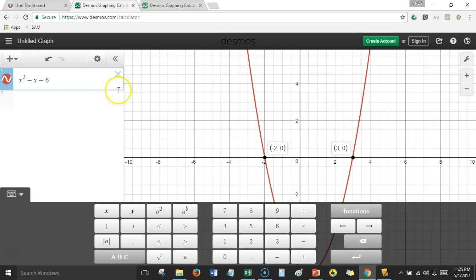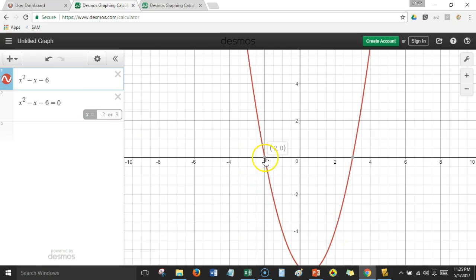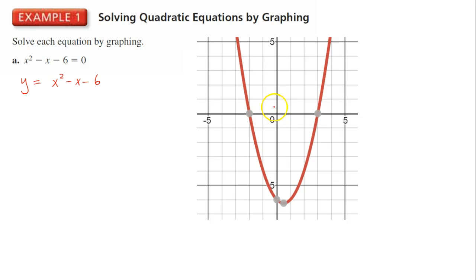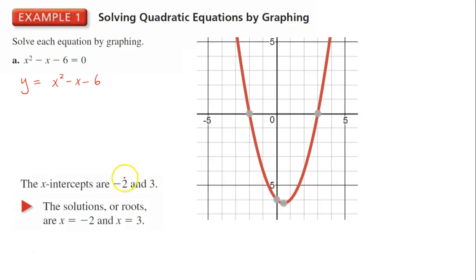Now here's something interesting that you can do with this super awesome calculator. If you were to take this, I'm just copying and pasting, and put equals 0, look what it does. It solves it for you. x can be -2 or 3. Just like it says right here, -2 or 3. Cool beans. So the x-intercepts are -2 and 3. So the solutions or roots are x equals -2 and x equals 3. See, that was not too bad because the calculator did most of the work for us.